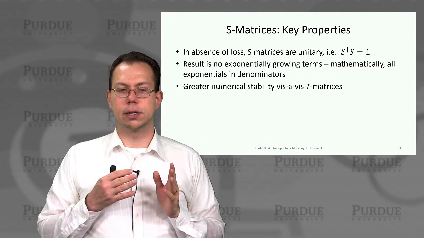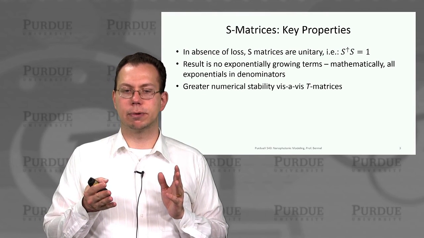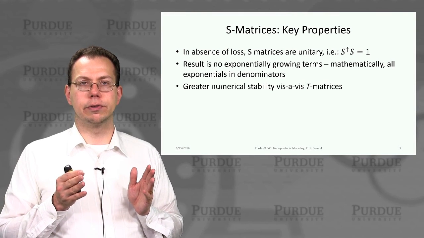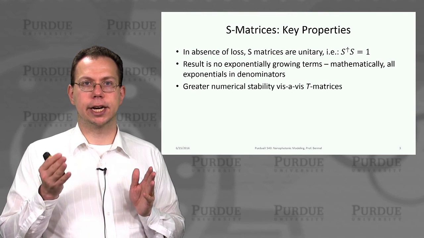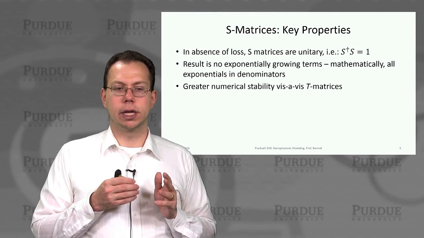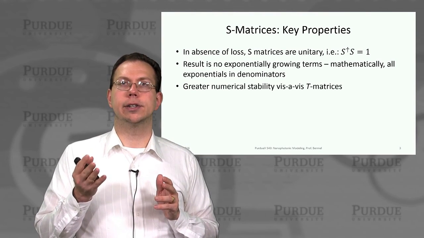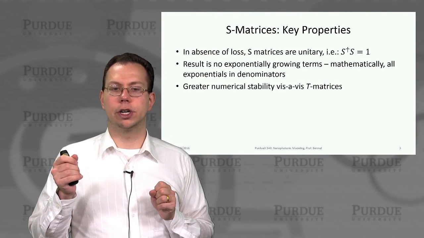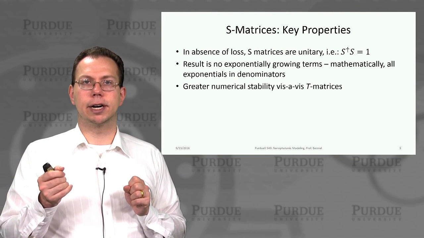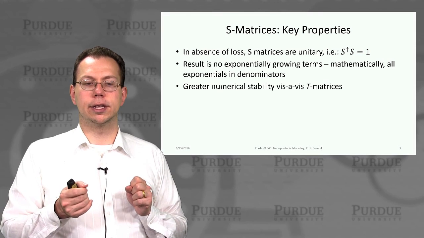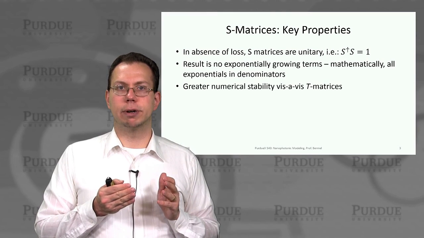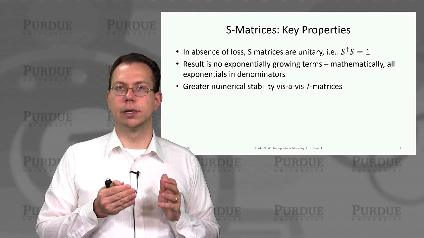And so S matrices have a couple of key properties. If you don't have any loss in the system, then they're unitary, which basically means that the adjoint of S times S itself would be equal to the identity matrix. And so why is that valuable? That tells us that there are no exponentially growing terms. In other words, mathematically, all the exponentials that are present in the system, if there are any, would be in the denominator, not the numerator. And so that's a very valuable property and is physically reasonable.